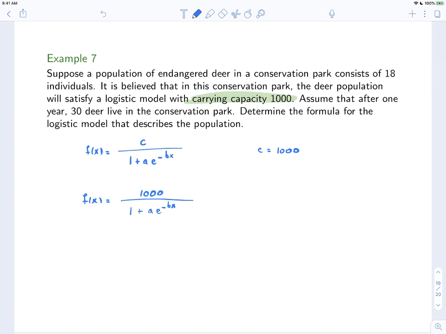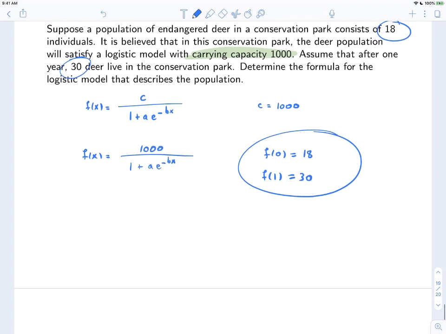We can determine these values because we know what the initial population is, which is 18, and we know that after 1 year the population will be 30. So that tells us that f(0) is equal to 18, the initial population, and f(1) is equal to 30. This information gives us 2 points that the curve passes through, and that will be enough for us to figure out what a and b are.